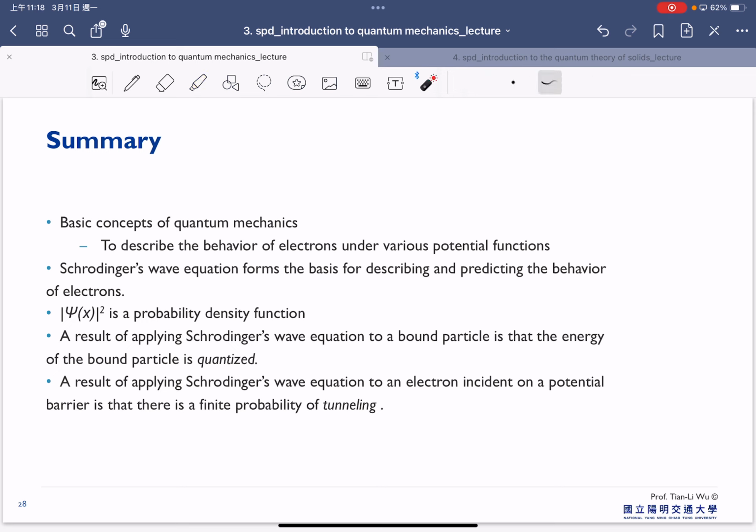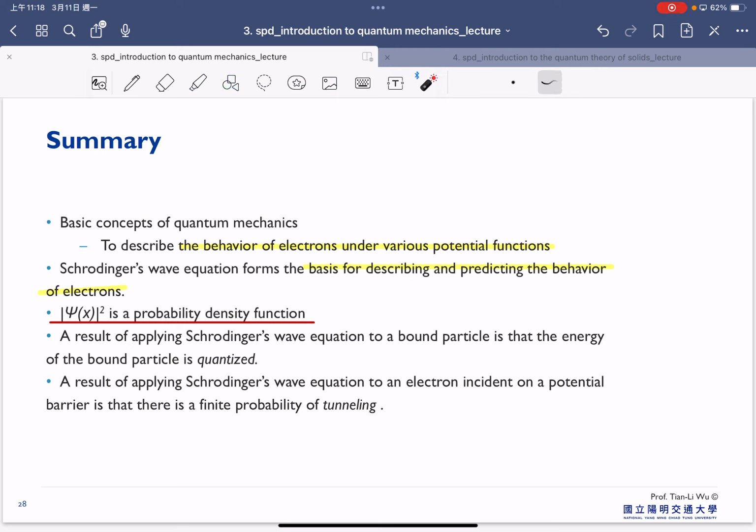So the basic concept of quantum mechanics is to describe the behavior of electrons under various potential functions. Using Schrödinger's wave equation forms the basis for describing and predicting the behavior of electrons, and most importantly this is a probability density function. That means we cannot know the electron's position very precisely. What we can know is only the probability.